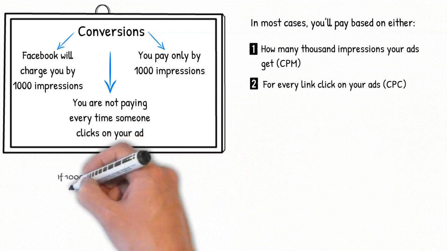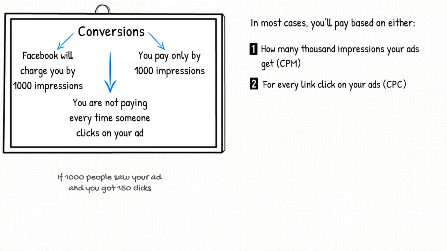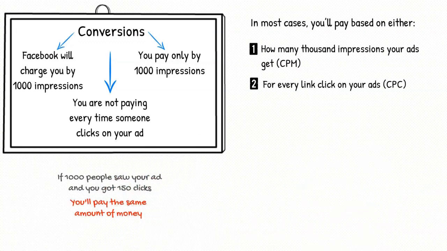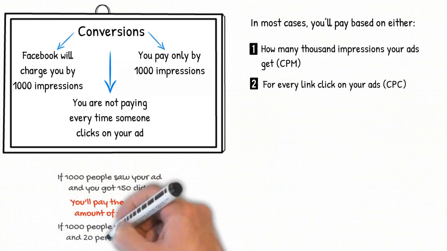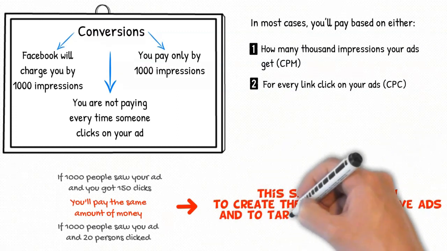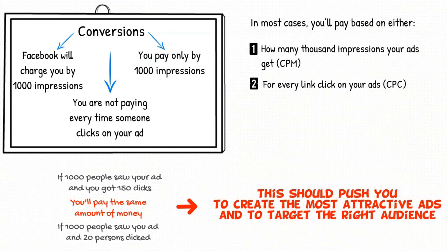So you are not paying every time someone clicks on your ad, you pay only for each 1,000 impressions. Meaning, if 1,000 people saw your ad and you got only 150 clicks, you will pay the same amount of money as if 1,000 people saw your ad and only 20 persons clicked. Well, this should push you to create the most attractive ads and to target the right audience.